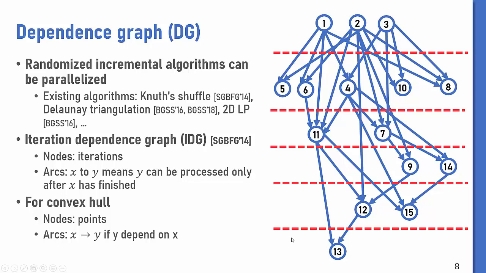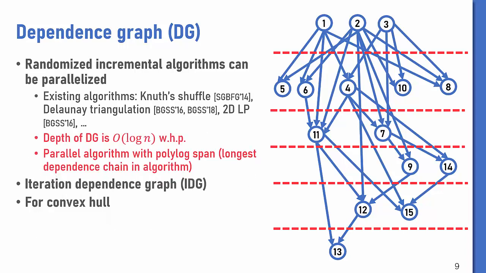Actually, many previous parallel incremental algorithms use this approach, including our own algorithms for Knuth's shuffle to Delaunay triangulation and so on. We've shown that dependence graph depths for these algorithms are O(log n), so this directly leads to efficient parallel algorithms with polylog span. So it looks like we're done. We just need to analyze the graph again for convex hull.